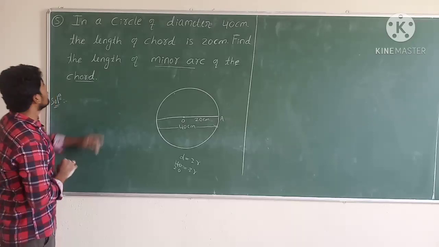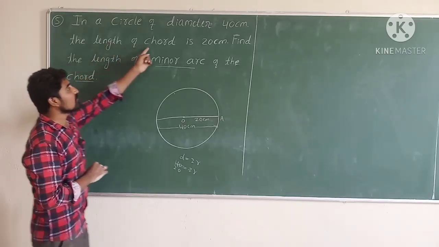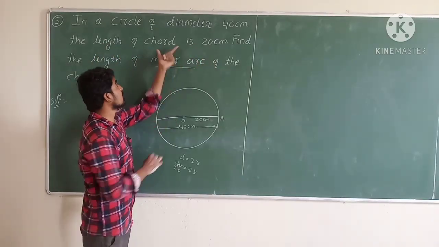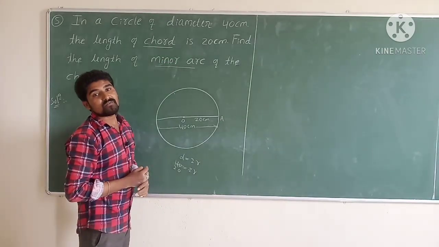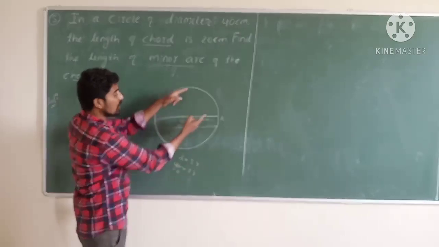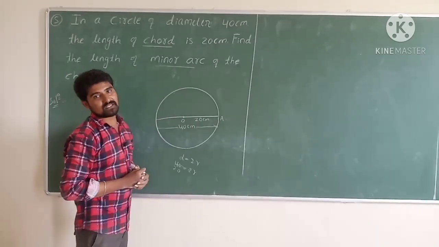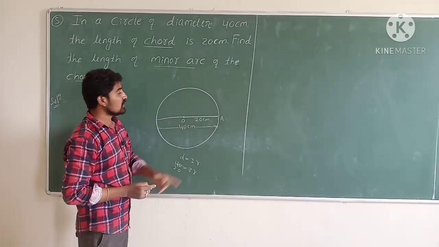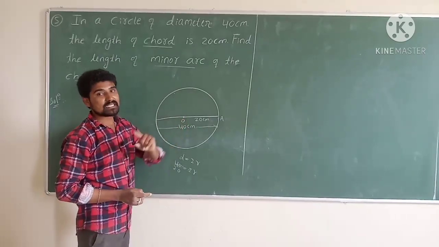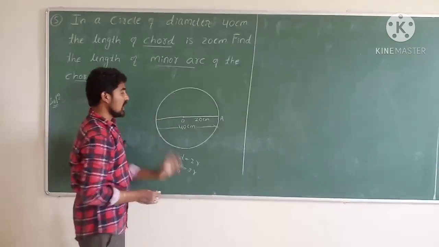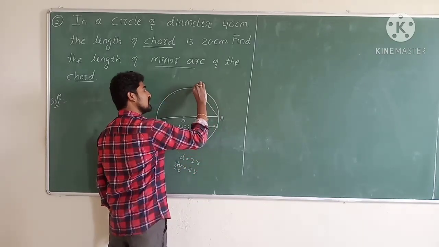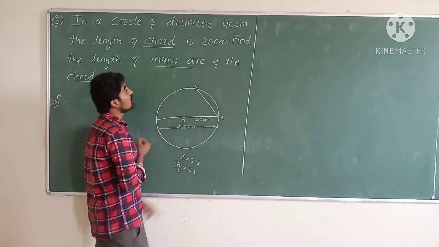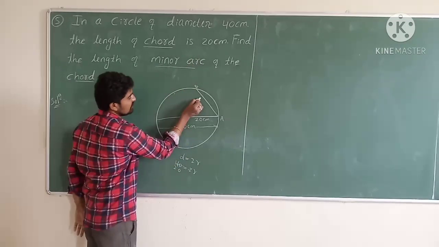Now he has given that the length of chord is 20 centimeter. Chord ಅಂದ್ರೆ ಕನ್ನಡದಲ್ಲಿ ಜಾಲ ಅಂತ ಕರೀತಾರೆ. A line which joins 2 points on the perimeter of a circle is called a chord. And suppose this AB is a chord. ಇದರ ಲೆಂತ್ ಕೊಟ್ಟಿದ್ದಾರೆ, 20 centimeter.